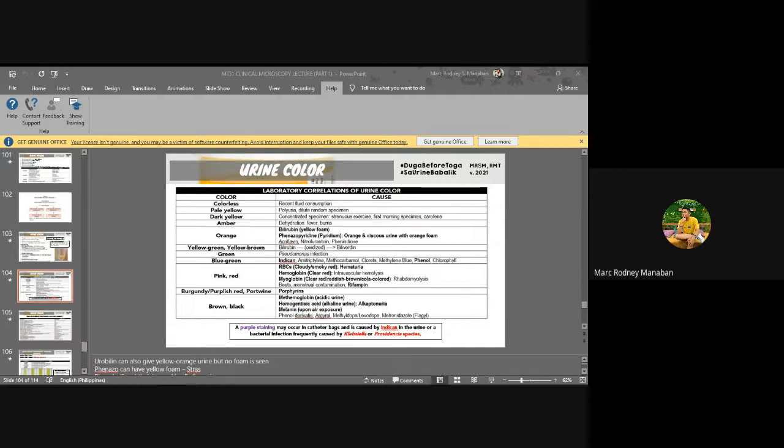Which group of drugs is this? Who knows? Who can cause rhabdomyolysis? Yes, very good. Your statins, okay? The statins group of drugs, those that lower cholesterol.